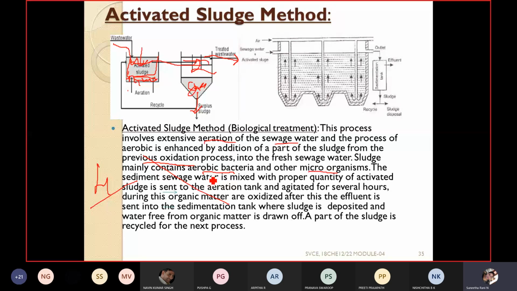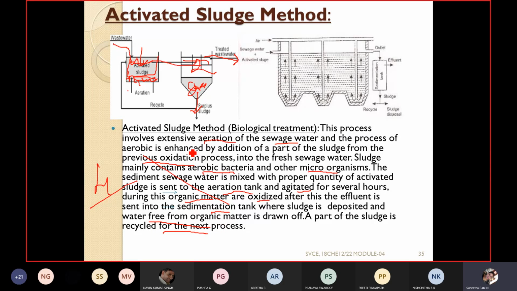The sludge chamber mainly contains aerobic bacteria and other microorganisms. So here sewage water is mixed with a proper quantity of activated sludge and sent to the aeration tank and agitated for several hours. Several hours means you have to keep it for several hours. During this, organic matter undergoes oxidation. After this, the effluent is sent into the sedimentation tank where sludge is deposited and the water free from organic matter is drawn off. A part of the sludge is recycled for the next process. This is what is said.